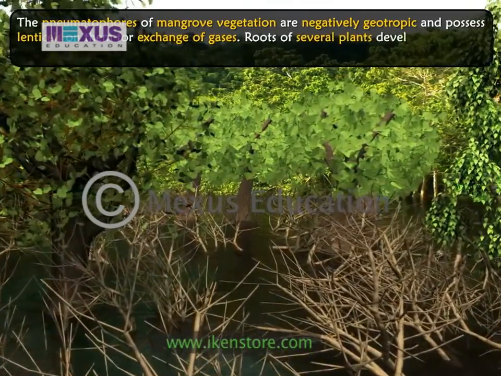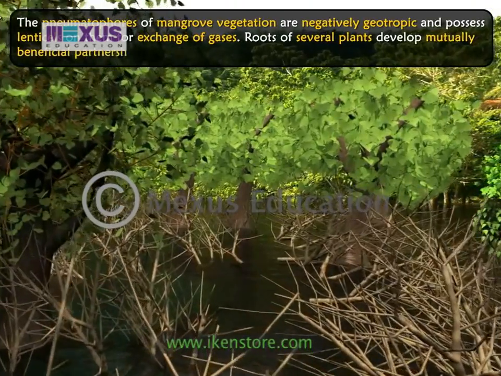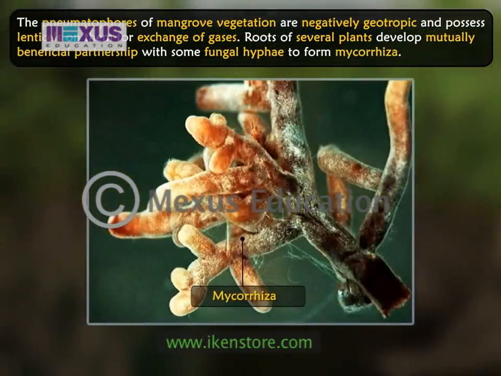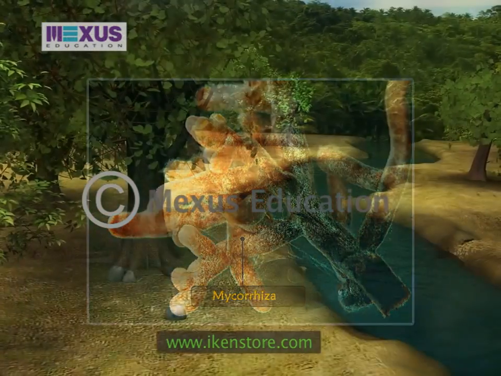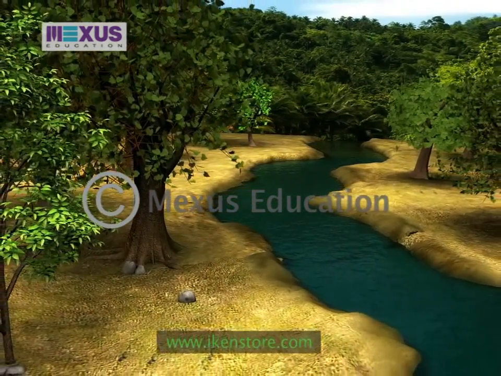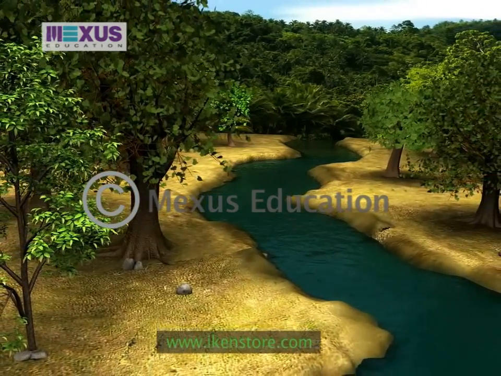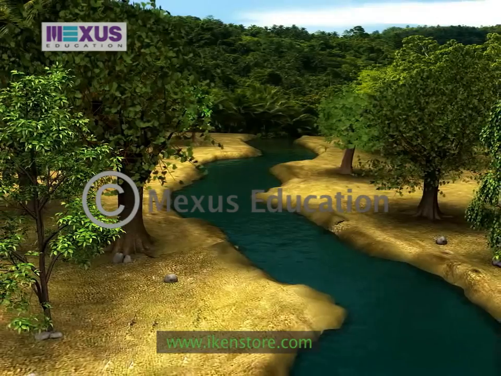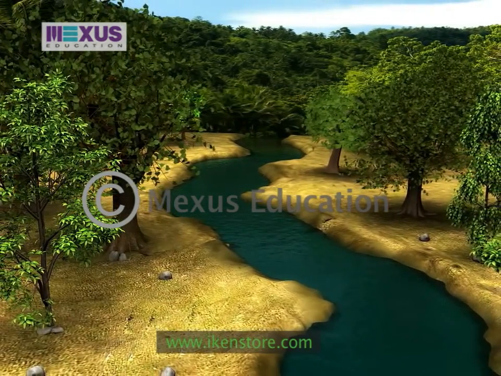Roots of several plants develop mutually beneficial partnership with some fungal hyphae to form mycorrhiza. Thus the root, performing innumerable functions, is the lifeblood of all vegetation around the world and ultimately a reason for our survival.